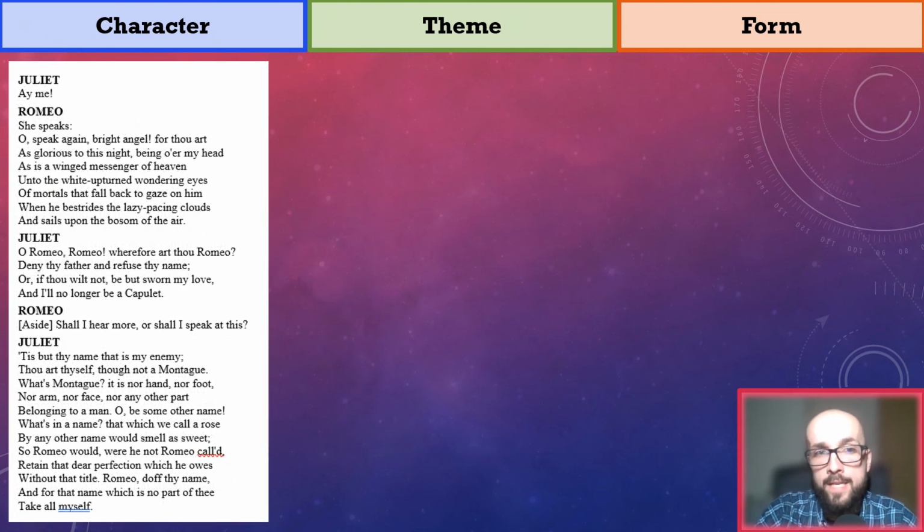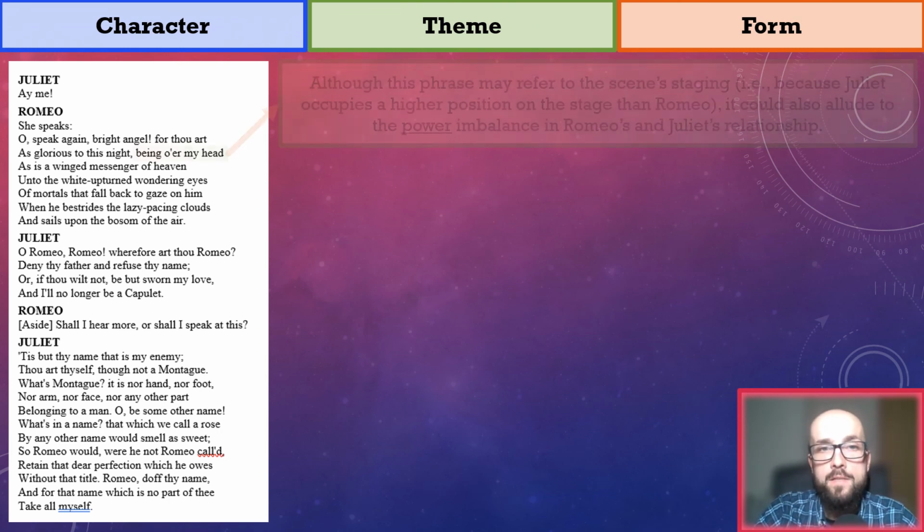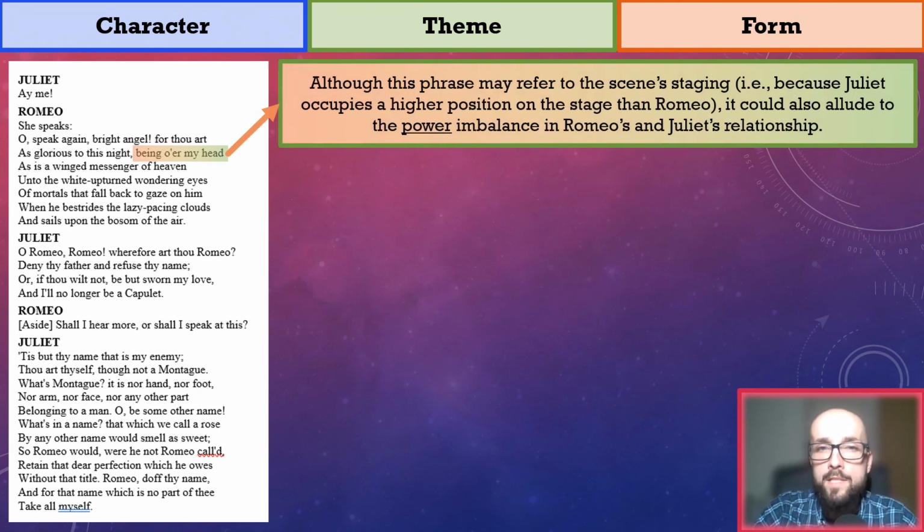Romeo's soliloquy comes to an end when Juliet starts to speak. In this part of the scene, Romeo listens to Juliet as she talks, although she doesn't know that he's there. So when Romeo remarks that Juliet is over his head, this phrase obviously refers to the scene's staging, for Juliet is probably situated at the upper stage during this scene.